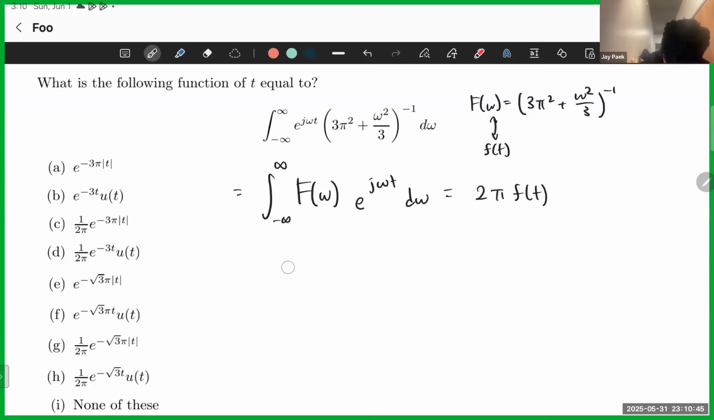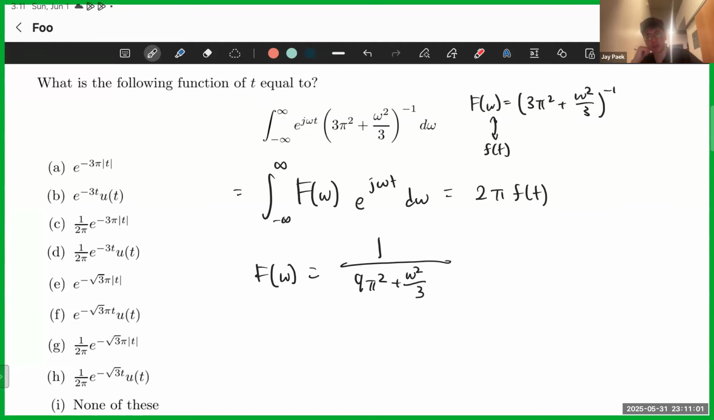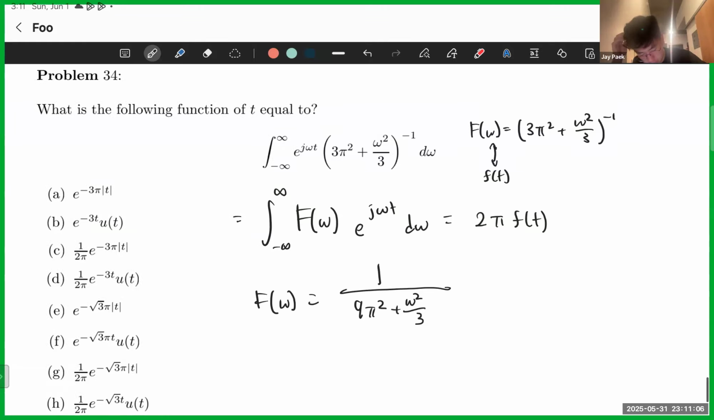I think maybe writing it out will be a little nicer. 9 pi squared plus omega cubed. Okay, omega squared over that. Yeah, it seems Laplace, s equals j omega. Maybe? Can you elaborate on that? S equals j omega. Is there a way to do that? Why is it 3 squared? Oh wait, yeah, that's a good point. Sorry. There we go.